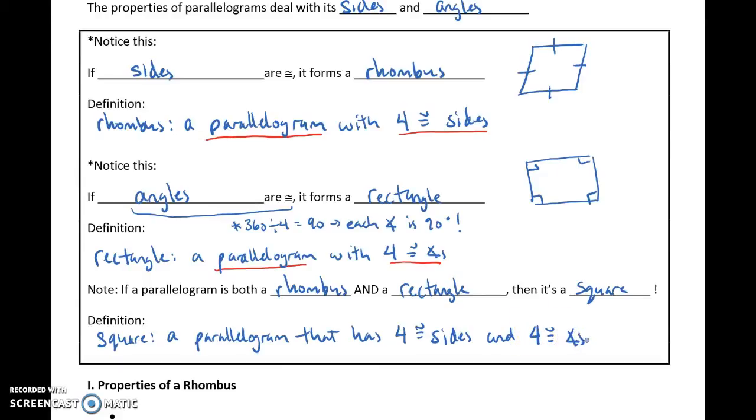So that means a square will have all the characteristics of a parallelogram, a rhombus, and a rectangle. A rhombus will have all the characteristics of a parallelogram and some of its own, and a rectangle will have, again, all the characteristics of a parallelogram and some that are unique to rectangles, which we'll talk about in a moment.